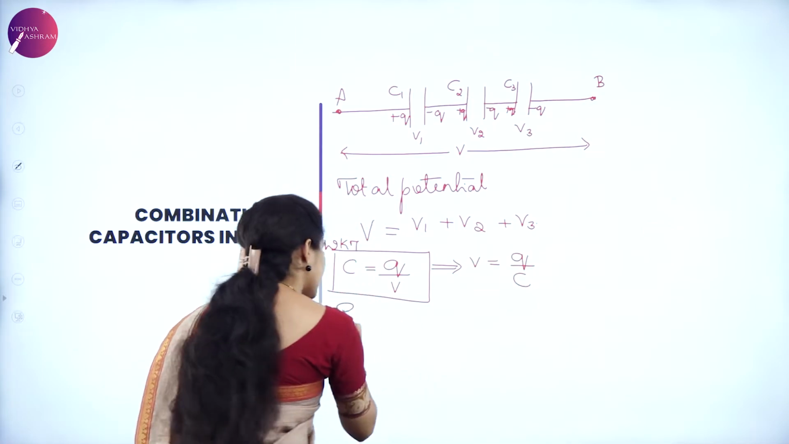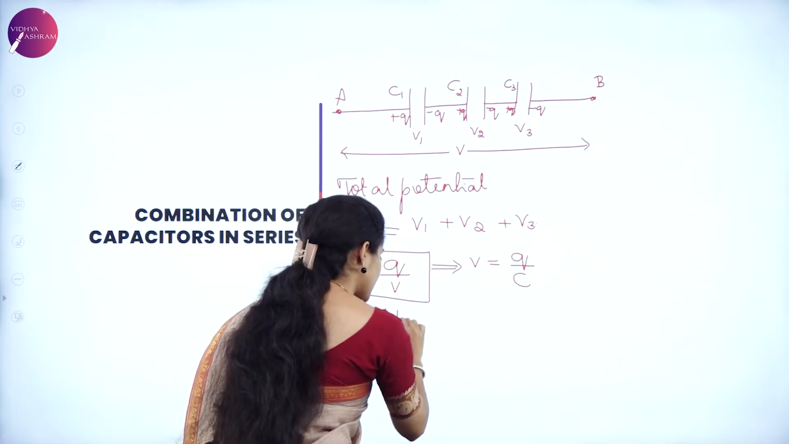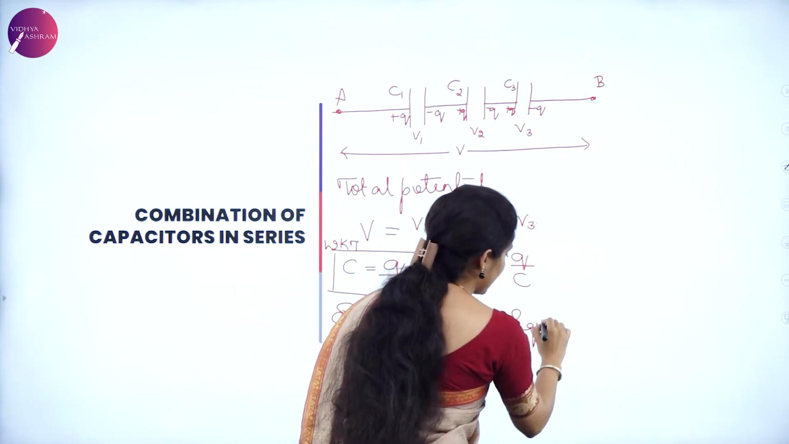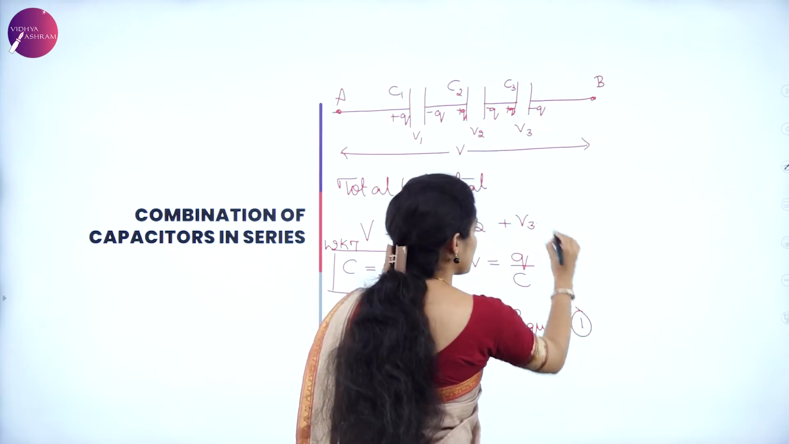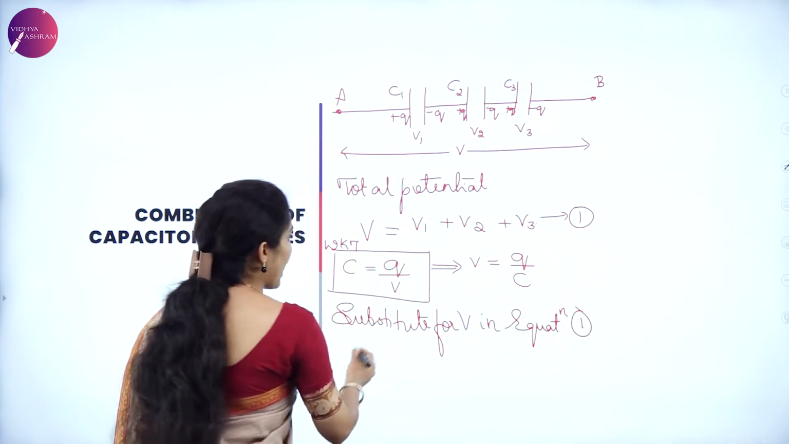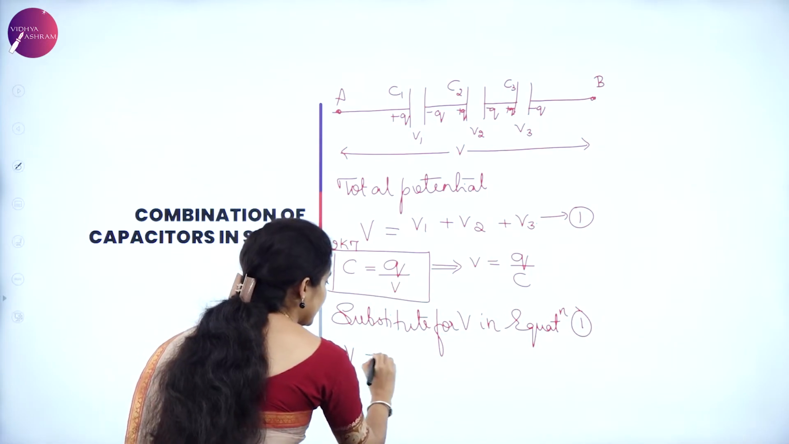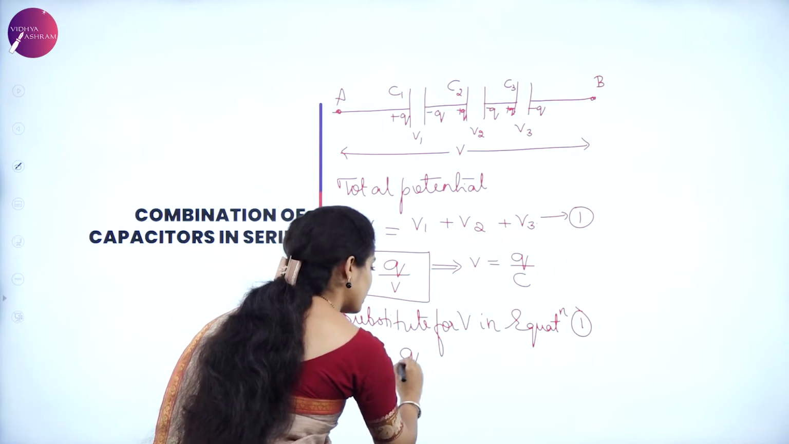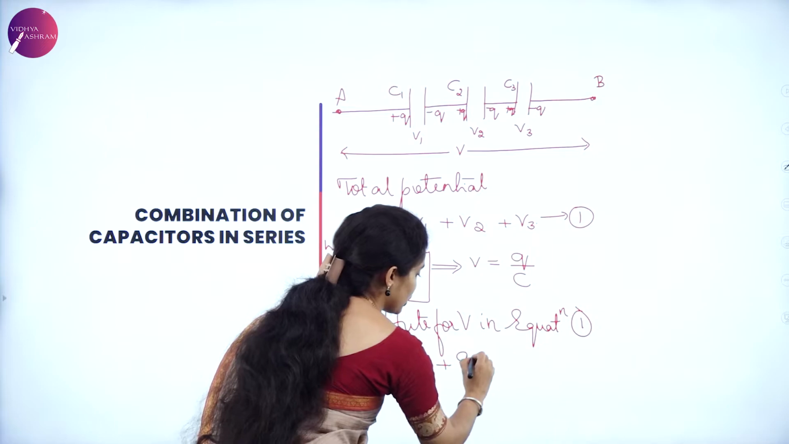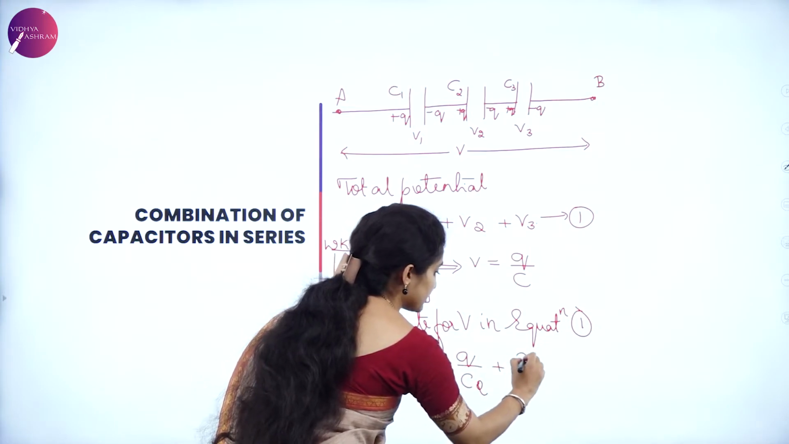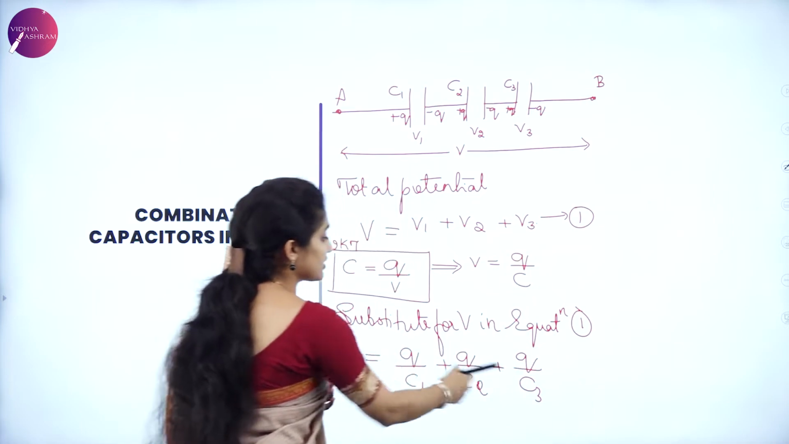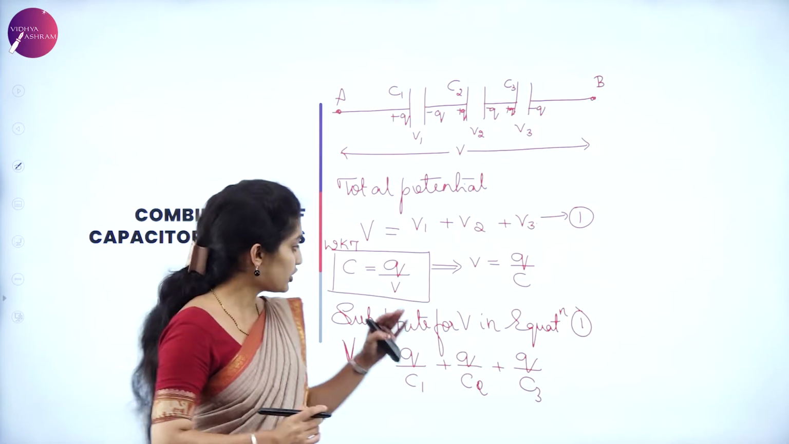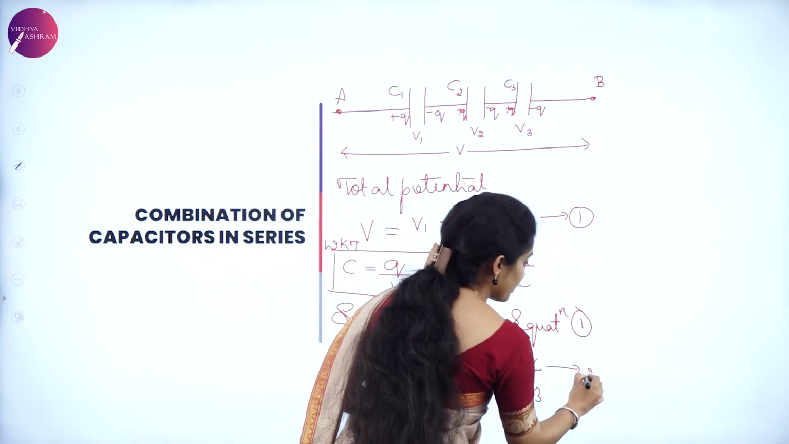So you can write this equation. Substitute for V in equation 1. So this is your equation 1. You have V is equal to, substituting for V1, V2, V3, Q divided by C1 plus Q divided by C2 plus Q divided by C3. This is how you substitute, and we have the total potential over here. Call this equation 2.